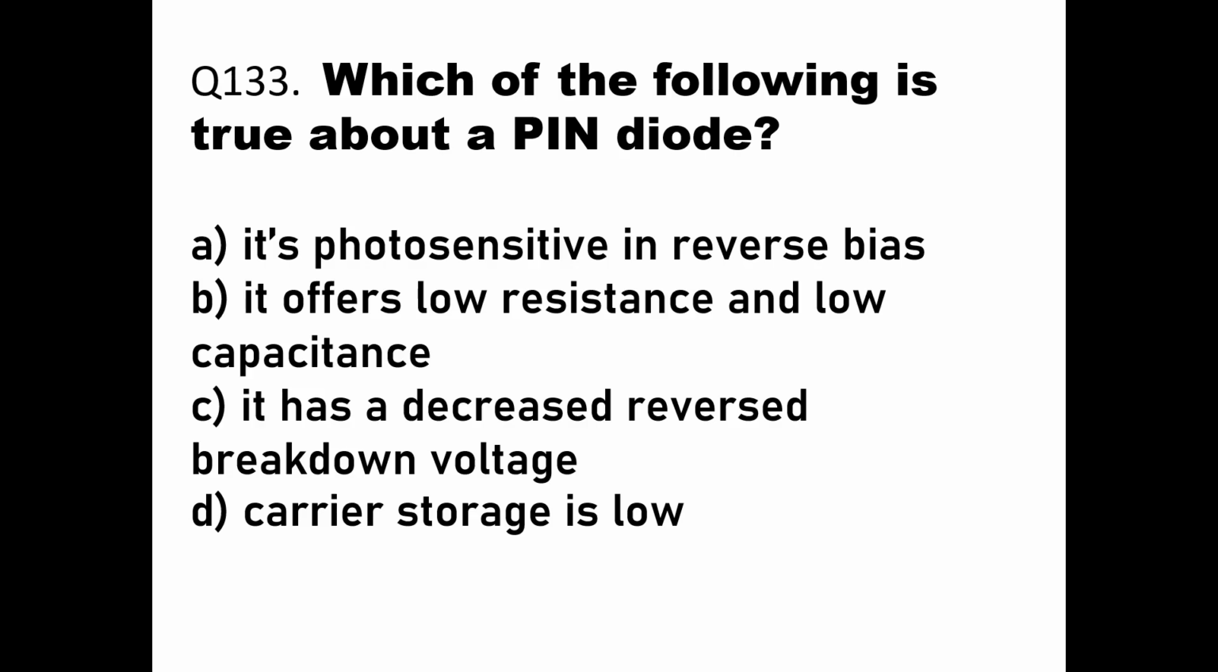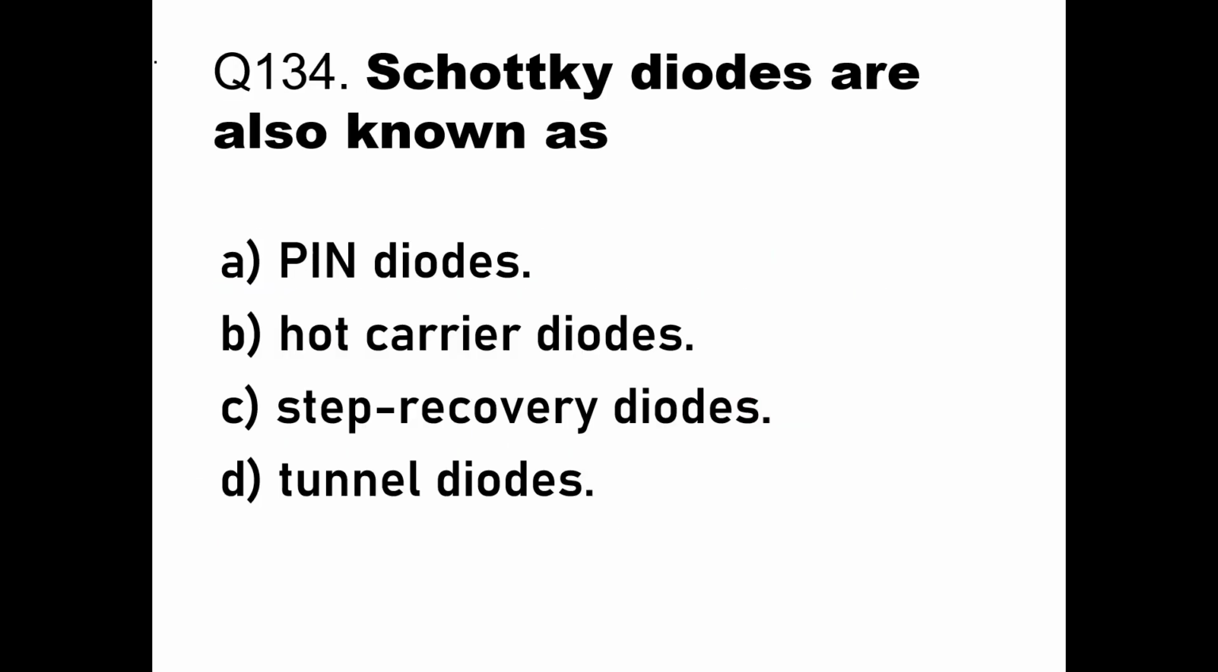I think the first one is the correct one because a PIN diode is usually used in reverse bias as a photosensitive device. It will take light as an input and convert it into electrical energy. So if you want to convert light into electrical energy, you can use a PIN diode. It can also be called a photodetector. So option A, it is photosensitive in reverse bias, is true about the PIN diode. Then we'll go to question number 134.